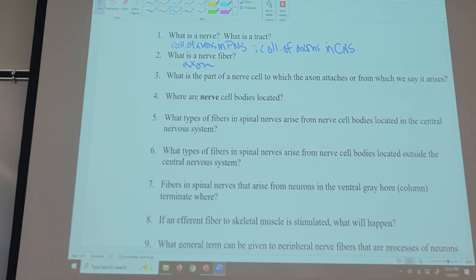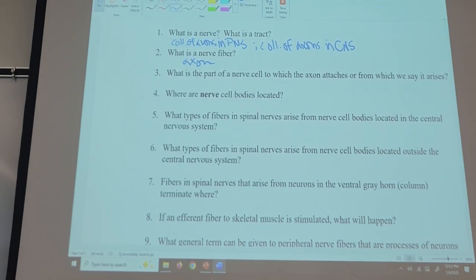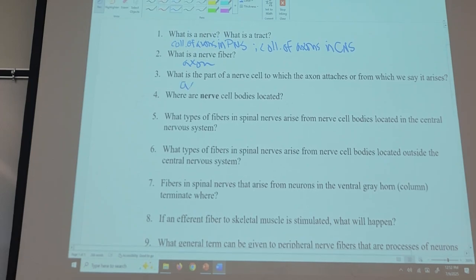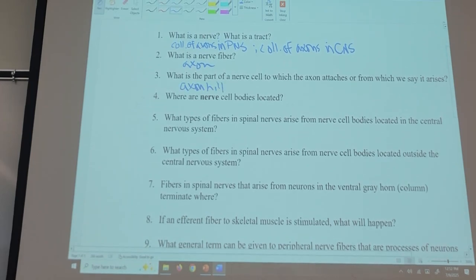Okay. What is the part of a nerve cell to which the axon attaches, or from which we say it arises? Essentially, it's the same location where an electronic impulse is generated. Axon. The axon. Okay. Where are nerve cell bodies located? You got it. Ganglia. That's plural. Ganglion is singular.